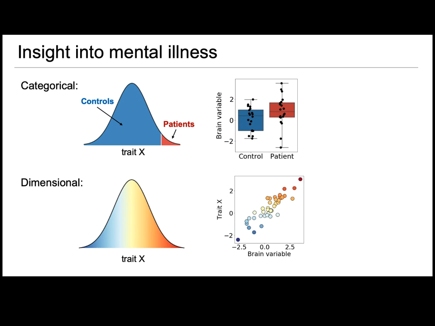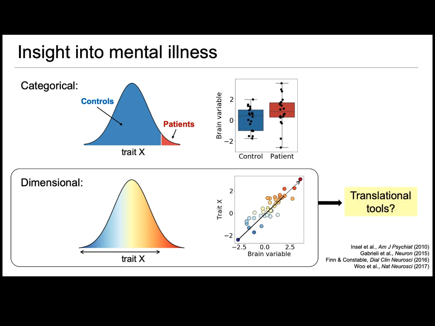Even in a study where we don't have access to patients, we might learn more by parameterizing, so to speak, this part of the curve away from that super high extreme. It might teach us something about what's going wrong once we get to these super extreme values. And the hope is that by approaching the problem this way, we can get more power and potentially start to build some translational tools based on functional imaging.